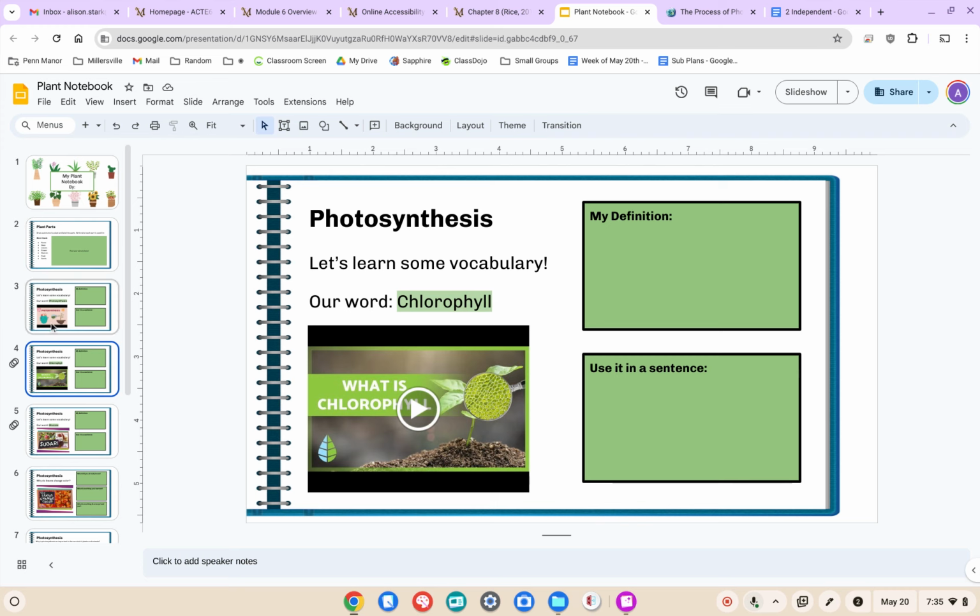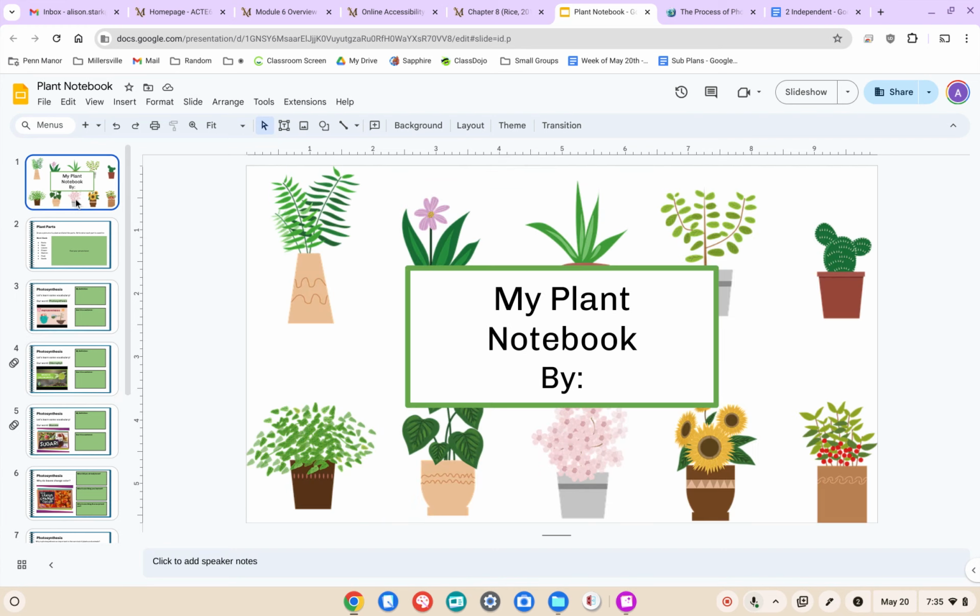I also could add assistive technology, text-to-speech. After going over Module 5, I learned a lot of different technology tools that I could use for text-to-speech, so I would definitely want to show students how to use that, not even for this notebook, but just throughout the entire school year.